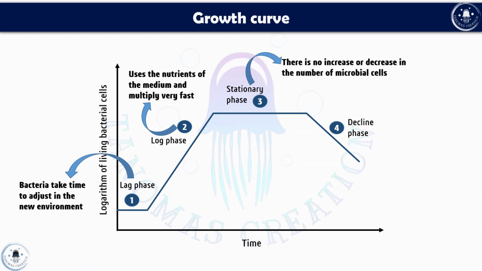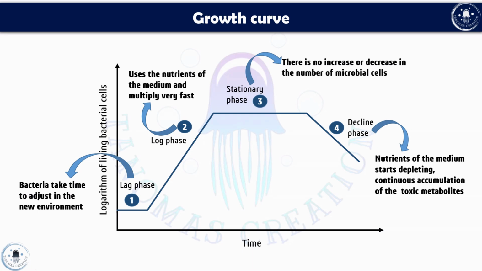Now the last one is our decline phase. In the decline phase, the nutrients of the medium have started to deplete, and there is a continuous accumulation of toxic metabolites. Therefore, the cells are starting to die out. But you can see here that this decline phase never reaches the x-axis, because some of the cells will remain.